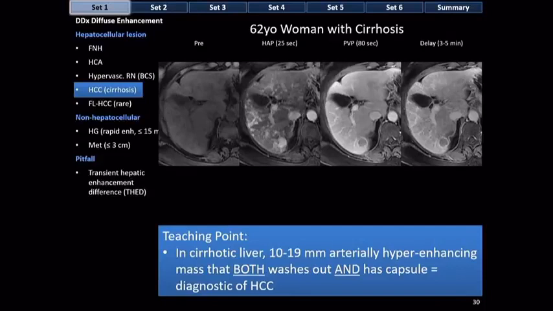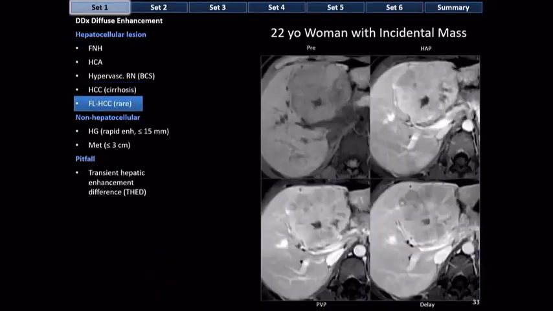Well, because lesions less than 2 centimeters are less likely to be malignant, so in order to call them HCC on imaging, we need to have more stringent imaging criteria.